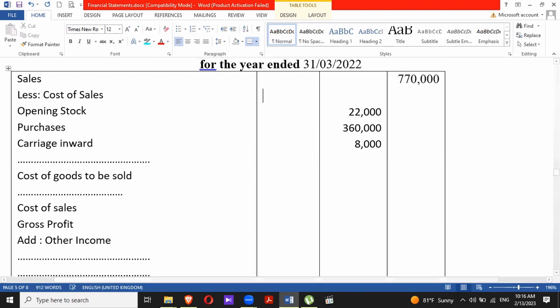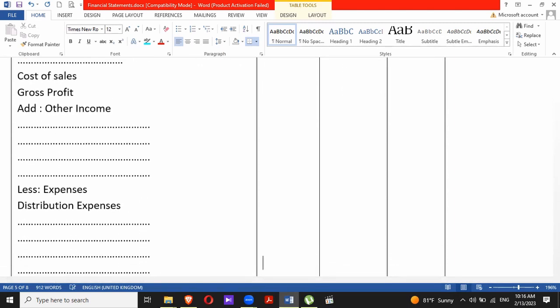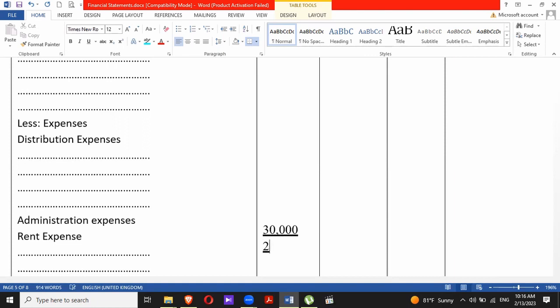Expenses should be mentioned in the first column of the amounts, right? First column of the amounts. Rent expense 30,000. Insurance expense 26,000. Right? Likewise, you can mention. After rent expense, you can mention insurance.